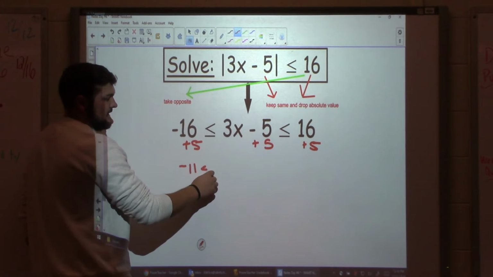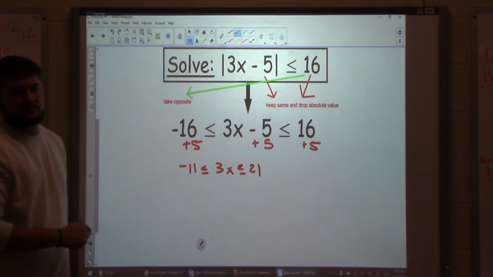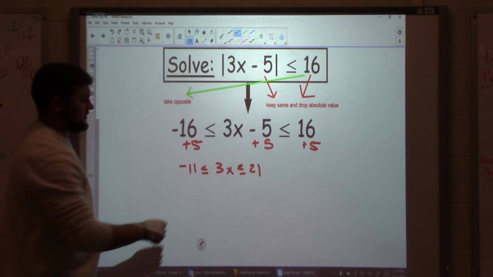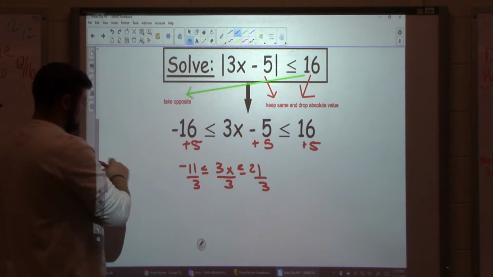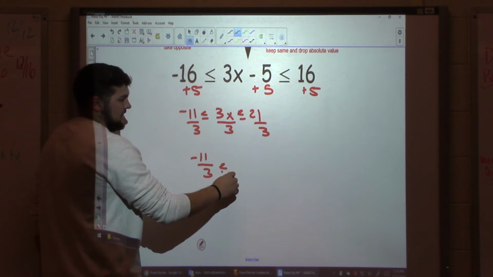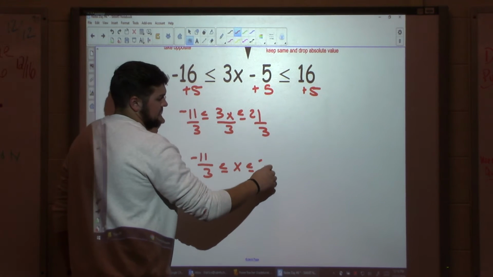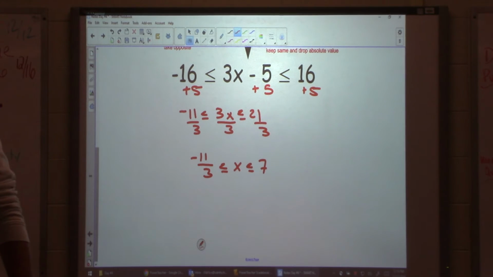Negative 11 is less than or equal to 3x, which is less than or equal to 21. Divide by 3 on all three sides. Negative 11 thirds is less than or equal to x, which is less than or equal to 7. I'd really prefer if you left that as a fraction.